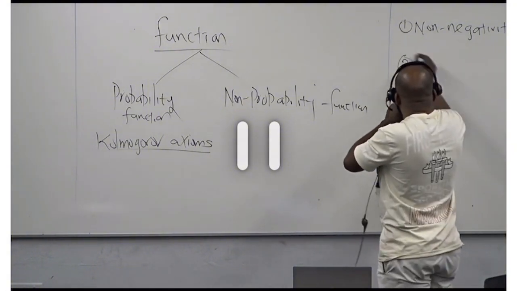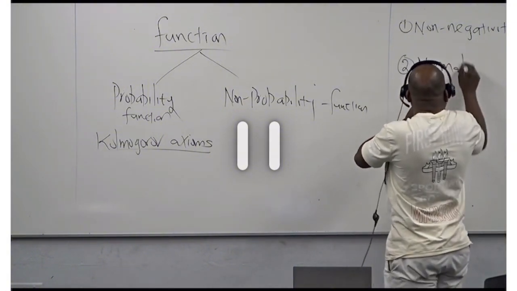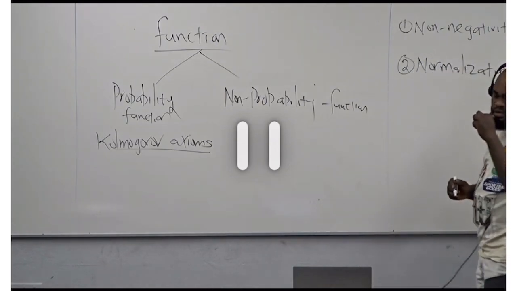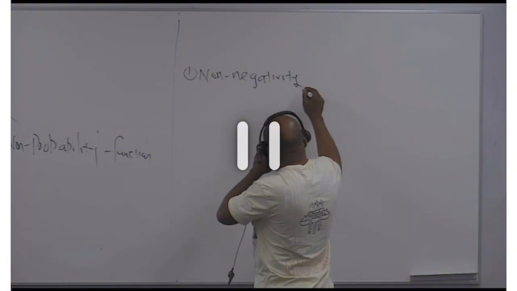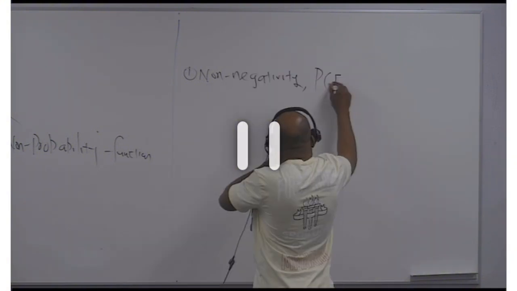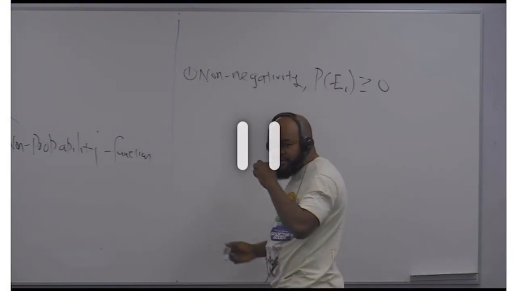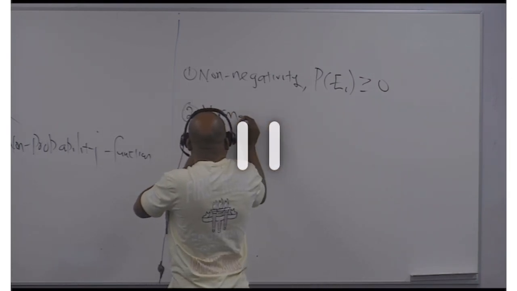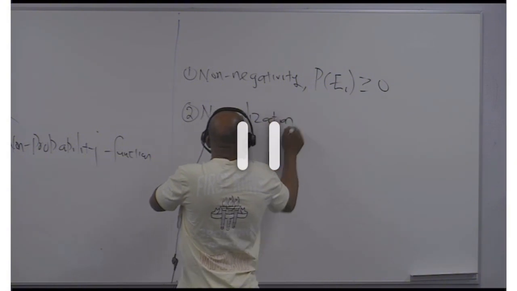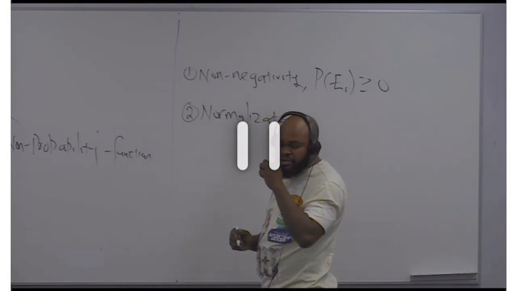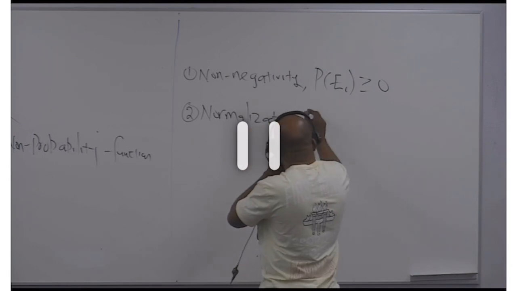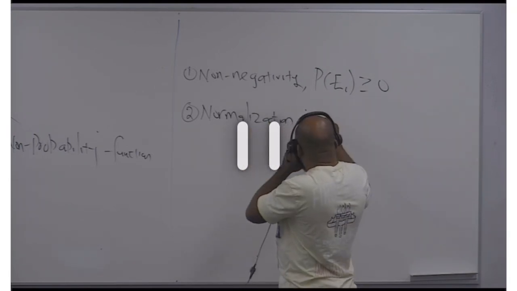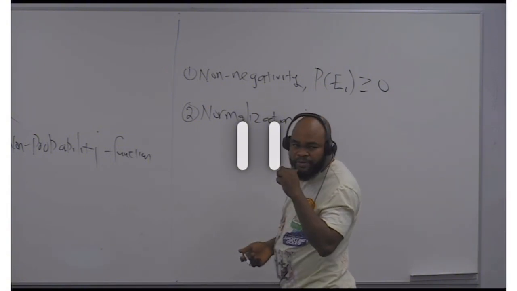Number two is normalization. If the random variable under investigation is discrete, we expect the sum of the probabilities to be equal to 1. If it is continuous, of course, I showed you yesterday the integral of f(s) ds must be equal to 1. But in general, the probability of the sample space must be equal to 1.